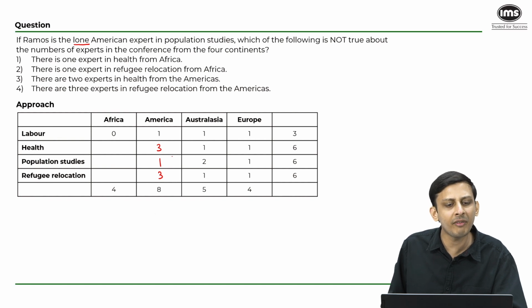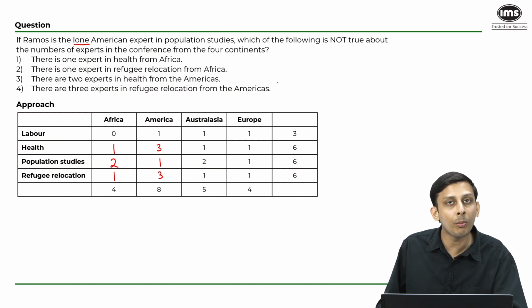Now we can find the missing values. For example, health total is 6, out of which we have 3, 1, 1, which is 5. So the remaining 1 will come here. Similarly, for population studies, we have 1, 2, 1, which is 4 out of 6, so the remaining 2 will come here. And for refugee relocation, we have 3, 1, 1, 5 out of 6, so the remaining 1 will come here. So we can find everything as per this extra information in this question.